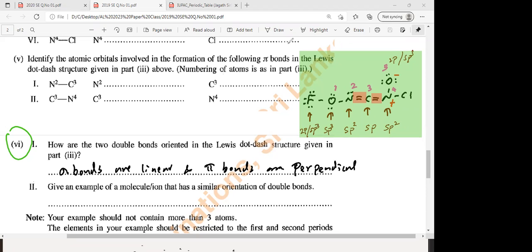Please raise your hand, those who had written this answer before I explained. How many of you wrote this answer before I explained? Please raise your hand. None of you. Right.